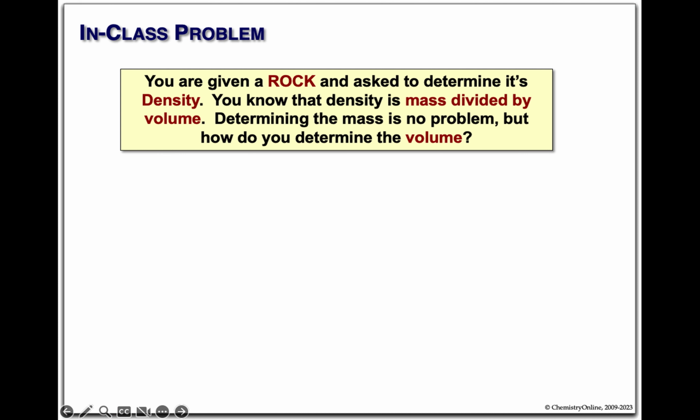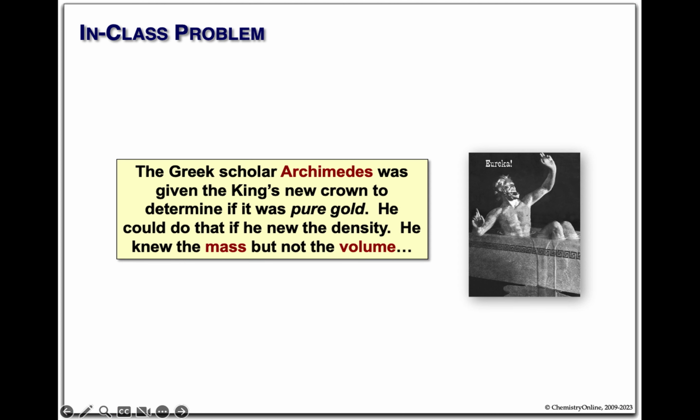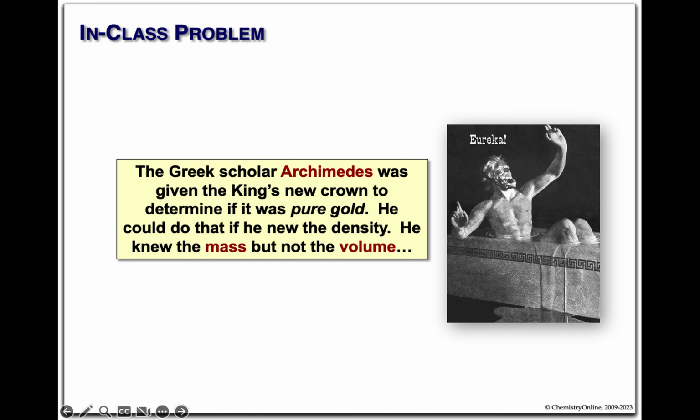Well, the Greek scholar Archimedes, a long time ago, was given a crown from the king. And the king wanted to know if it was pure gold or if somebody skimped on it. Well, he could weigh it and get the mass. But how in the world do you take a crown and figure out the volume? You could melt it down and make a cube, but you can't do that for a crown, really.